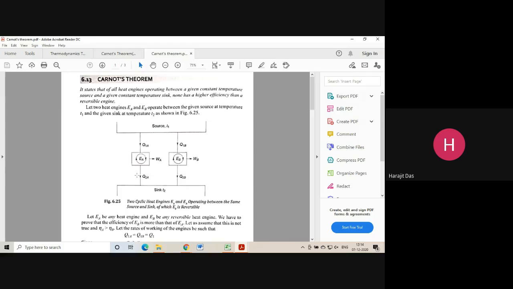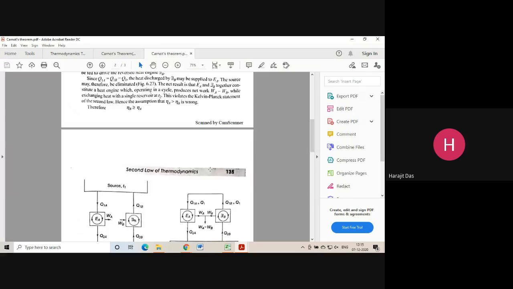Understood? So if you are asked whether this will be minimum or this will be minimum, then you need to say that because these two engines are operating between the same temperature sources, that is why Q2B will be minimum. Then only this efficiency will be maximum in comparison to this engine. Understood?